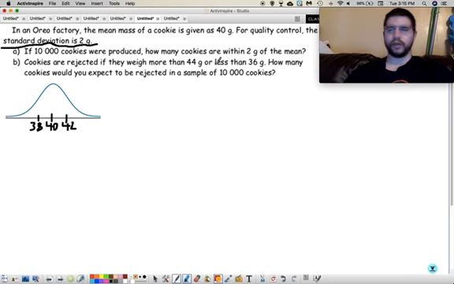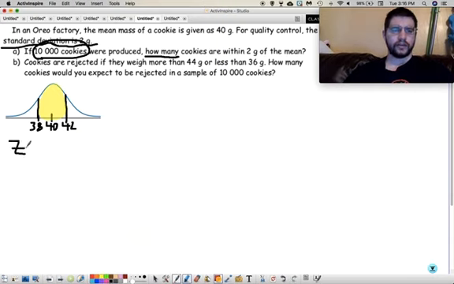But it's not asking for probability. It's asking how many. So if we think, what could that mean? We're given a number of cookies, and we're asked how many are within that 2 grams of the mean. Well, if we calculate the probability of being within 2 grams of the mean, and multiply that by our number of cookies, then we'll have how many cookies should be between 38 and 42 grams. Let's do that.